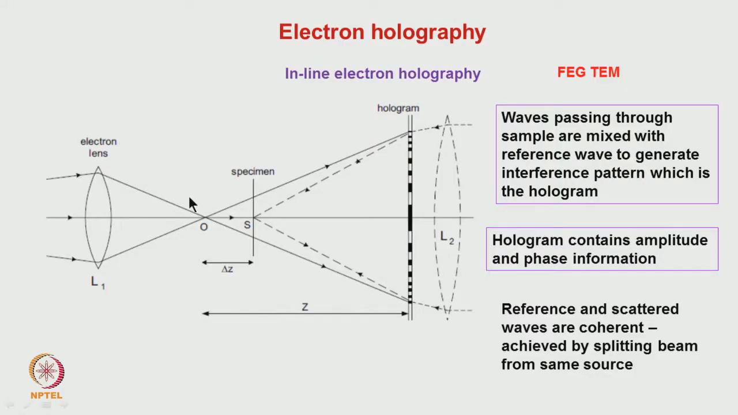So, what is essentially done is that this is an electron lens which focuses the electron beam right in front of that sample, and the beam is passing through. Some of the electrons pass through the sample and are scattered from here, and this is the one which is assumed to be the reference beam. These two interfere together and give rise to a contrast. This is the contrast which has information about the phase as well as the amplitude.